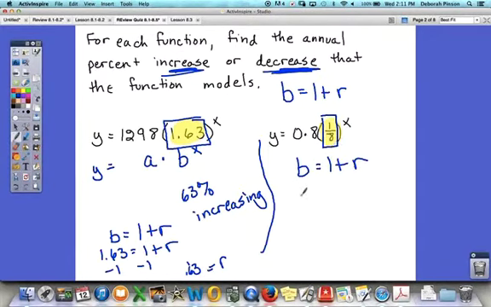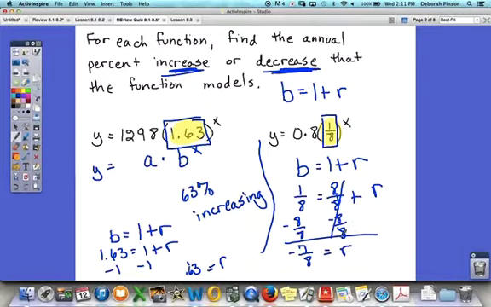Okay, so my B is 1/8, which equals 1 plus R. And my 1 I'm going to write as 8/8, just so I have a common denominator. All right, so subtract the 8/8. And I have -7/8 equals R. And I'm going to write that as a decimal. So I just put that in my calculator, which I had already done, which means I have an 87.5% decrease. Now it's a decrease because of the negative.